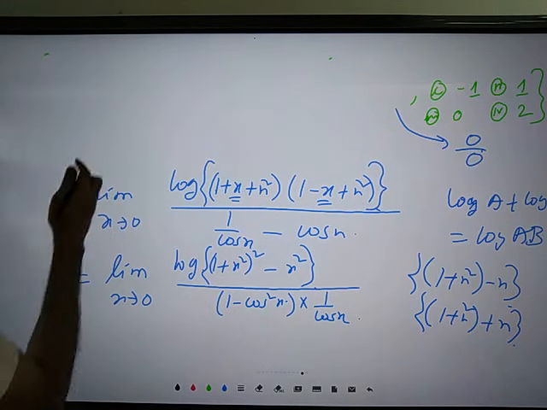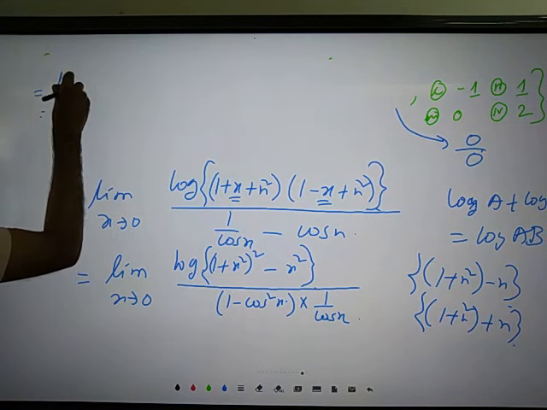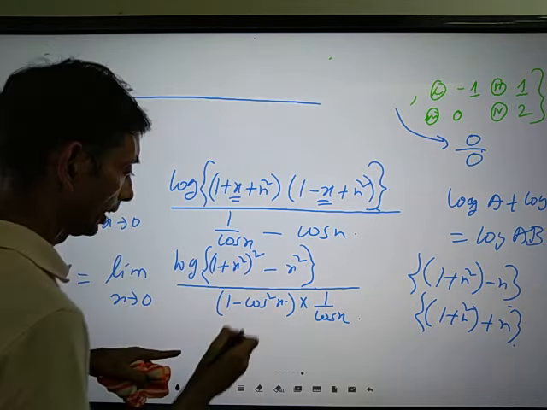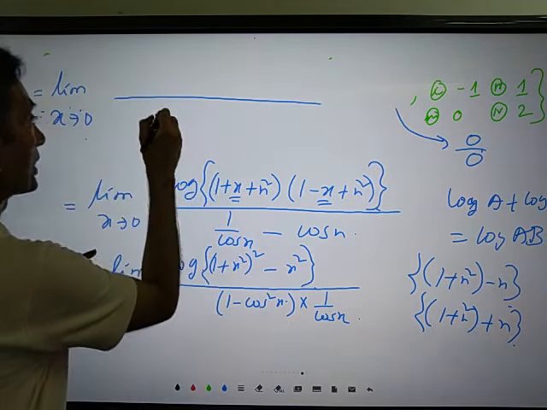The next step is limit x tends to 0. So 1 minus cos square x will be sin square x.